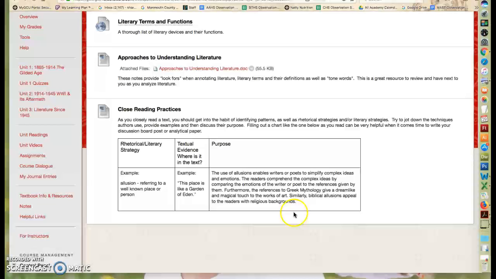I think creating a chart and filling out a chart like this will be very helpful when it comes time to write your discussion board post or your analytical papers at the end of the unit.